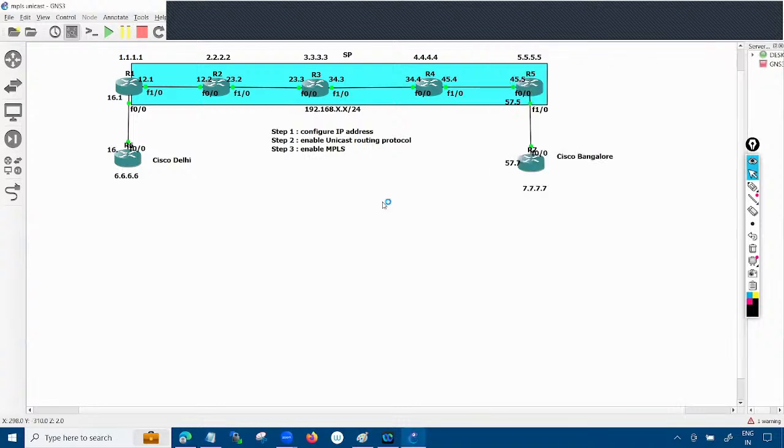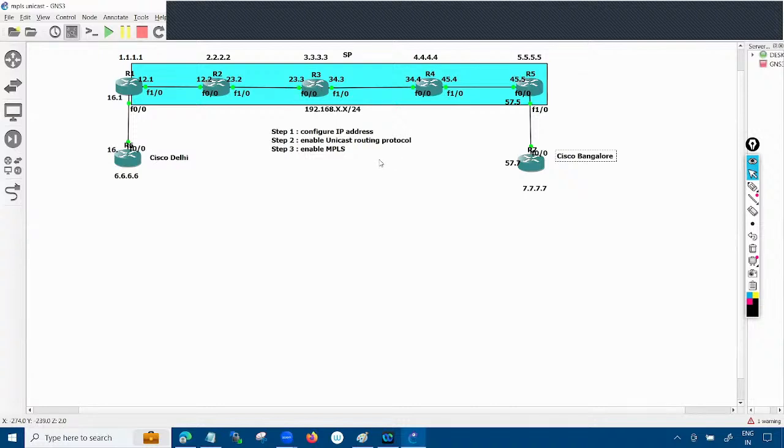Let me explain the topology right now. You can see this is the Cisco Delhi, which has one network, 6.6.6.6. And I have a Cisco Bangalore. I have two branch offices in two different locations. And this is the service provider I have: router 1, router 2, router 3, router 4, router 5 are the service provider routers, right? Basically, the service provider is giving the MPLS connectivity to the customer.